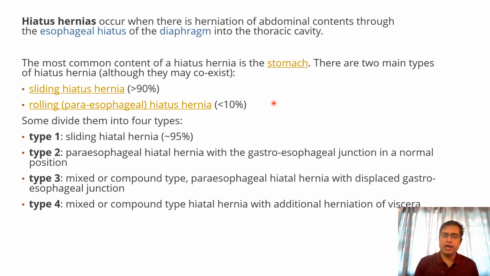Some divide hiatus hernia into four major types: type 1, type 2, type 3, type 4. Type 1 is the most common, the sliding hiatus hernia. Type 2 is the paraesophageal hernia, which was seen in our case, where the gastroesophageal junction is in normal position with herniation of the stomach. Type 3 is of mixed or compound type, where there is paraesophageal hiatus hernia with displaced gastroesophageal junction. And type 4 is a mixed or compound type of hiatus hernia with additional herniation of the viscera.